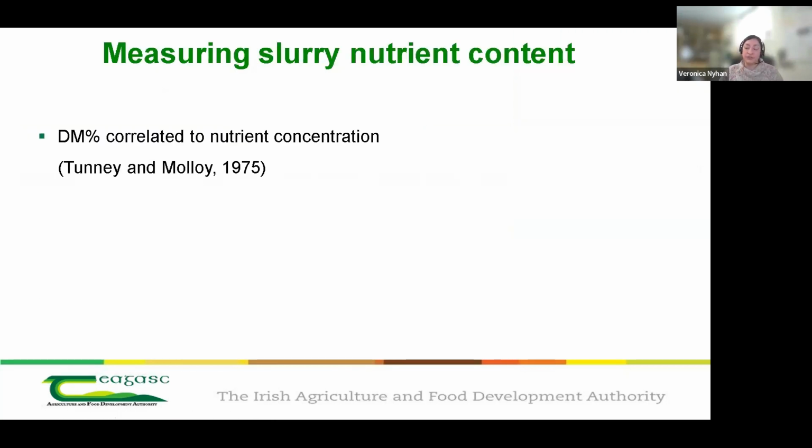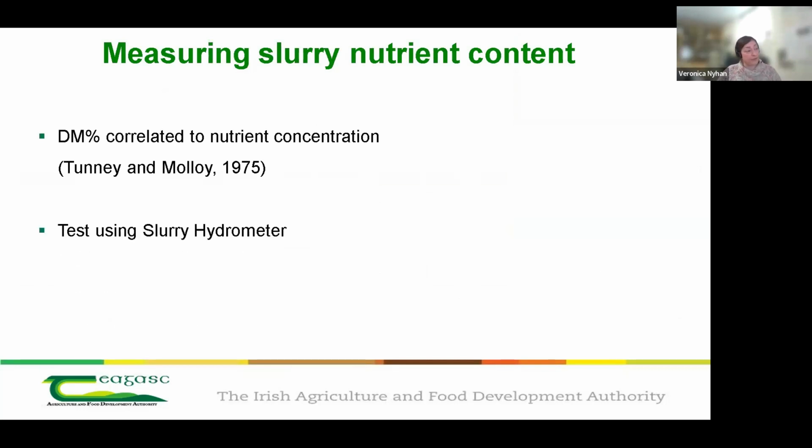But the reality is what you get on farm isn't necessarily the same as what's on those tables. That cattle slurry figure is based on a 6% dry matter slurry. And we know dry matter has been correlated with nutrient concentration in the past through a study done in the 70s. The reality is what you get on farm may not be at 6% dry matter. So ideally, if you want to use slurry as a replacement of nutrients that you're off-taking, you would like to be testing that slurry.